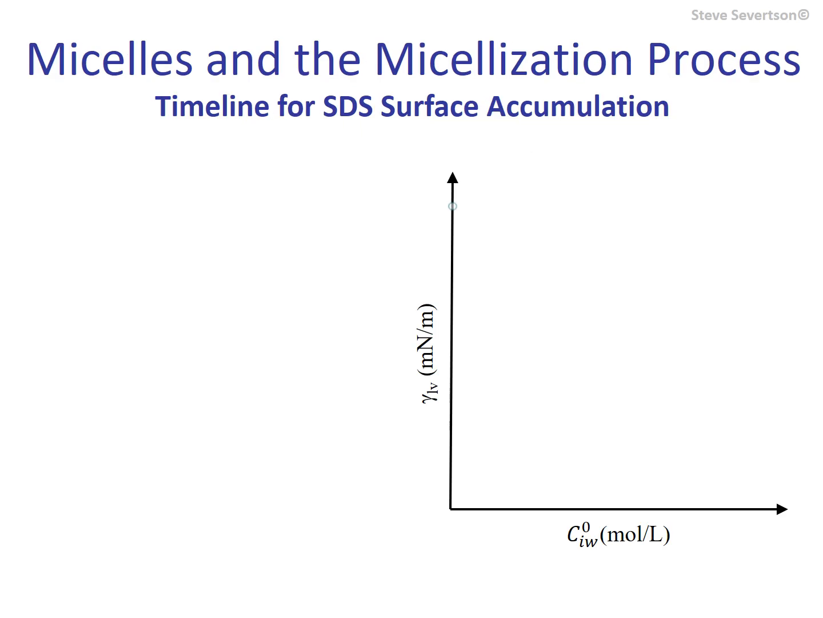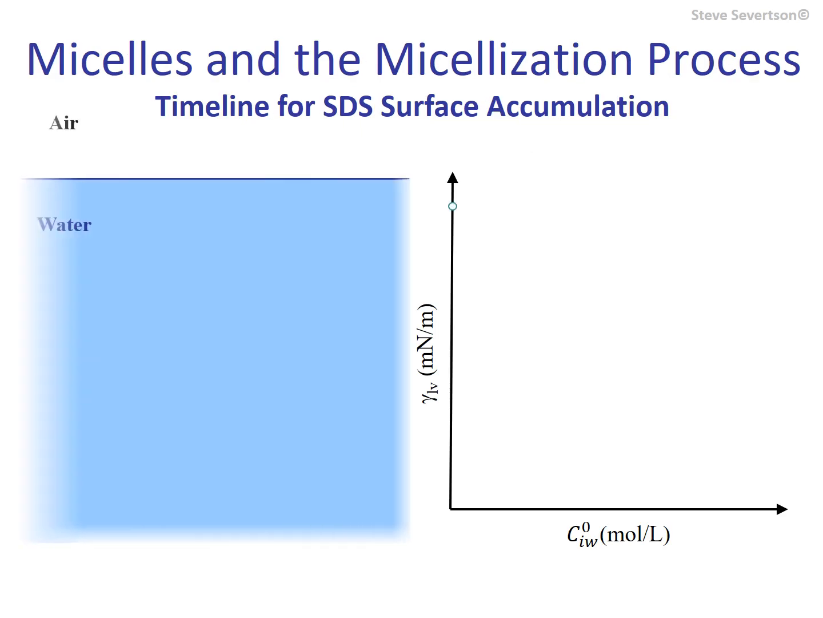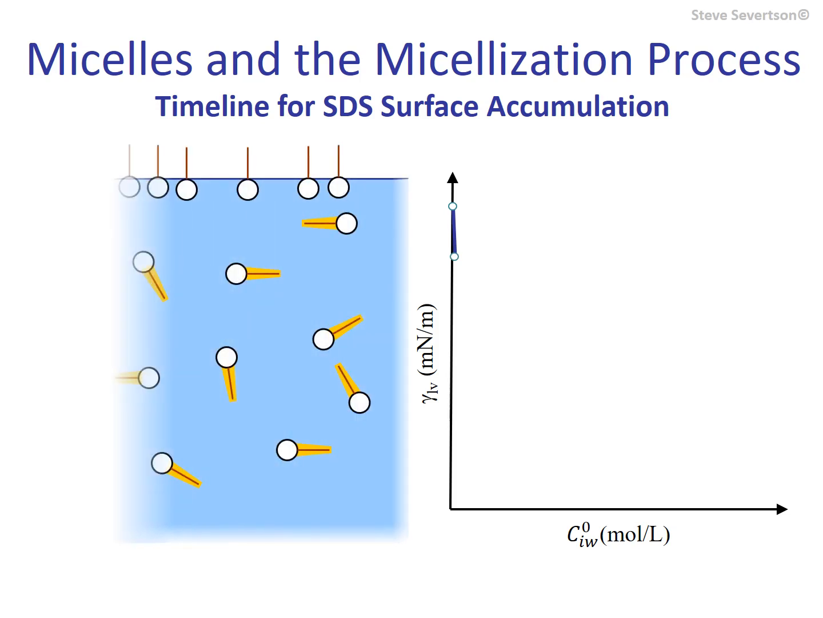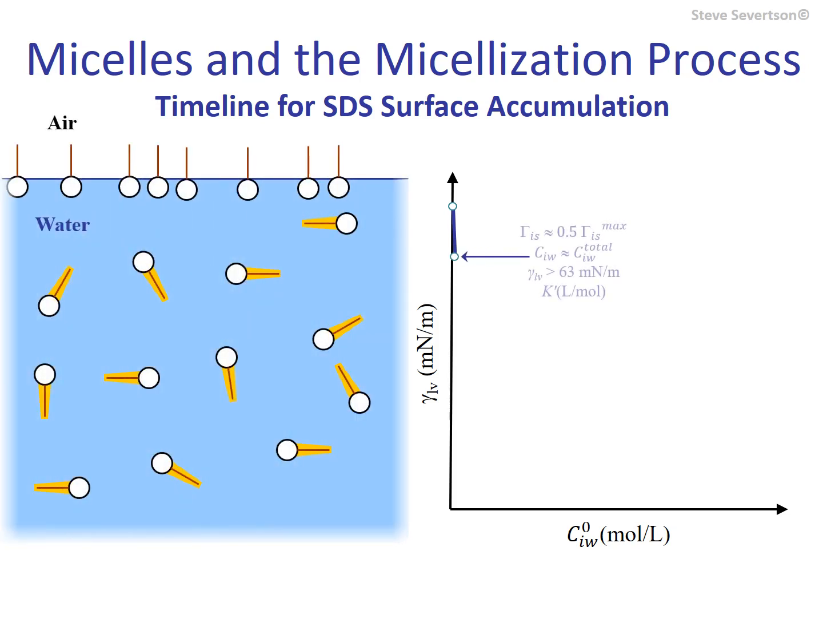This slide provides a rough timeline for the movement to the surface of sodium dodecyl sulfate, or SDS, but it can be taken as an approximate timeline for most molecular surfactants. As surfactant is first added to the water, the surface tension drops sharply. The surface reaches 50% coverage within a 10 millinewton per meter decrease of the surface tension. The fraction of added surfactant that moves to the surface is negligible.